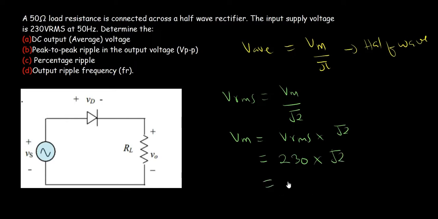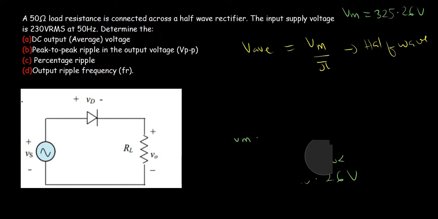So that's what we get for VRMS times root of 2. So that gave me 325.26 volts. So this is the maximum voltage that we are looking for. So let me write that down. So Vm, we got this to be 325.26 volts. Okay, so now that you know the maximum voltage, you can now find the average voltage, which is the DC output.